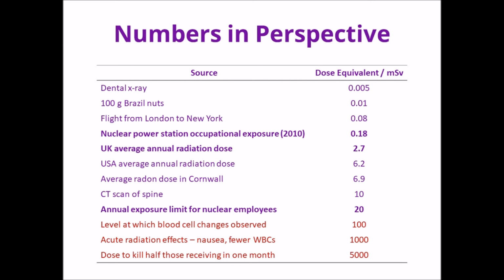Finally, the dose it requires to kill half of those exposed to the dose over the course of a month is 5000 millisieverts, or 5 sieverts. This is an awful lot of radiation, and when you compare the number for the level at which blood cell changes are observed, 100 millisieverts, this is much, much higher than what the average person is exposed to in a year.